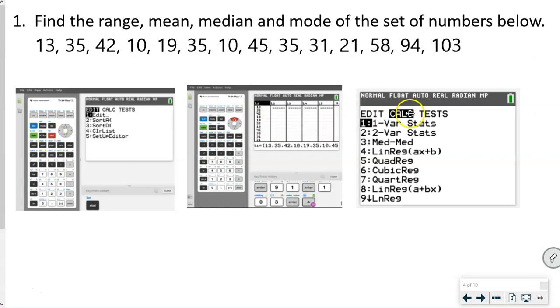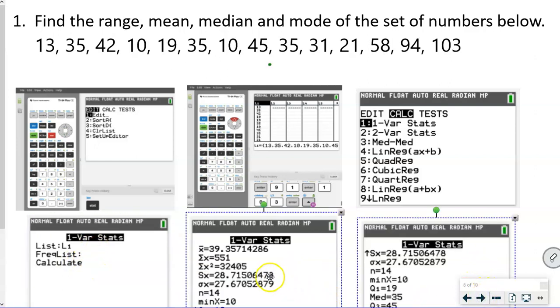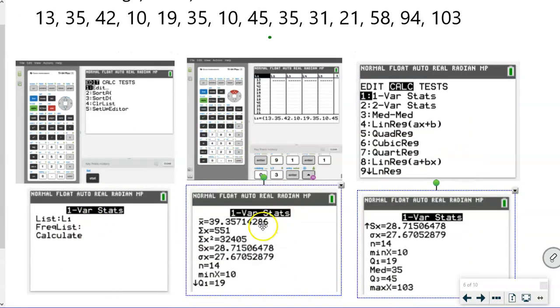Then the next thing we want to do is go back again and click on stat, and then go over here to where it says calc. Then we're going to pick the first choice, which is the 1-Var Stats, okay? When we do that, it's going to bring us to this screen. Now we're going to push enter 3 times here till we get down to where it says calculate. And then the next screen that's going to show up is this screen, okay? So when this screen shows up, that's where all of our information is: our mean, our standard deviation, our min, our max, quartile 1, quartile 3, and our median, okay?